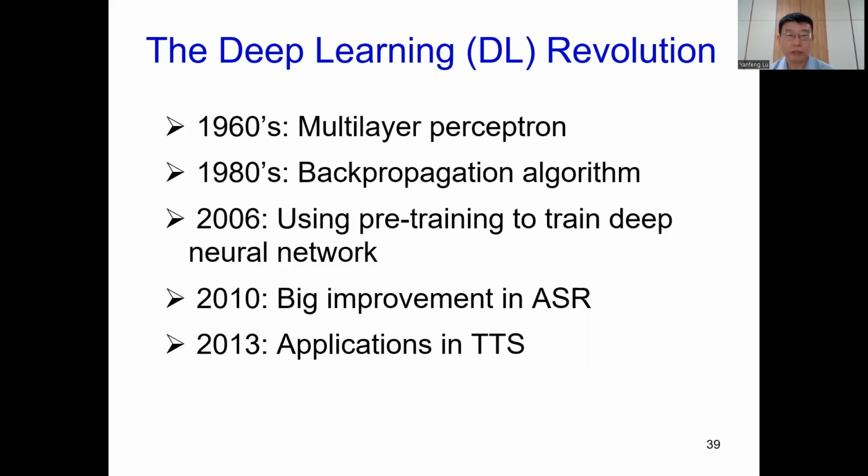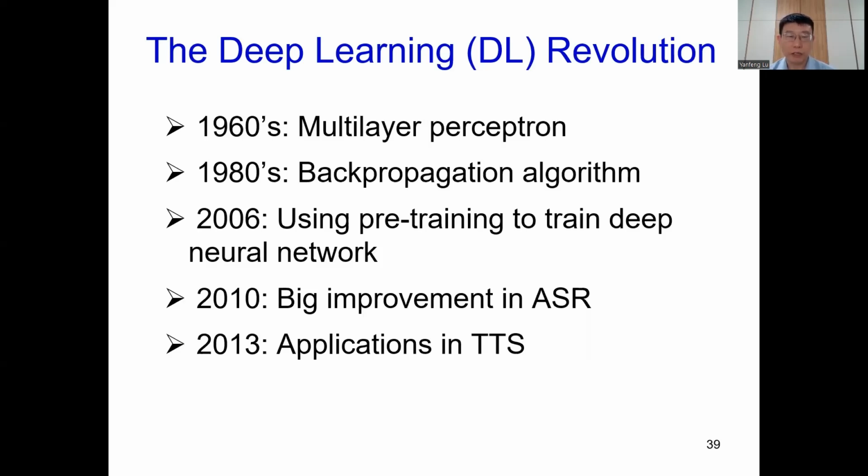And then came the deep learning revolution. The deep learning revolution exactly focuses on the training of deep neural networks, because in the 1980s, people could not train a deep neural network. But in 2006, engineers figured out a way to train a deep neural network. The approach at that time was to use pre-training.